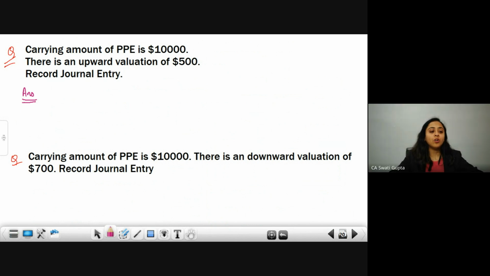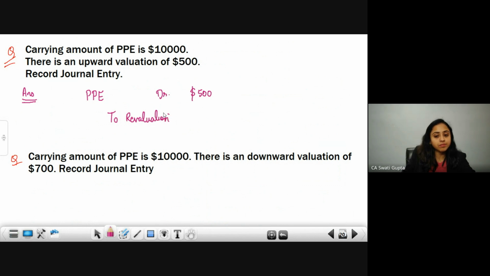Okay, good question. Please also tell me, this gain in value will be shown under PL or OCI? Where will it be shown? Good, very good. So PPE debit, that is by the difference amount of $500, to revaluation surplus, that is $500.